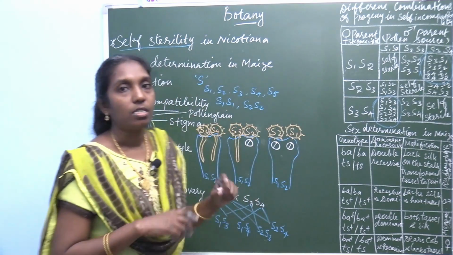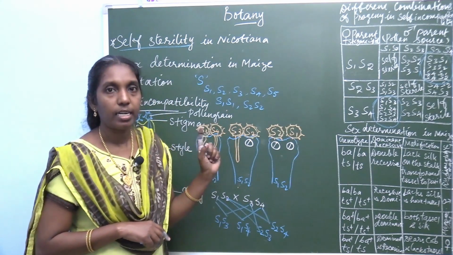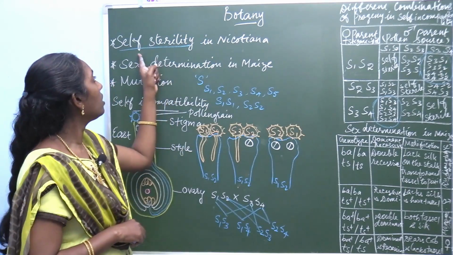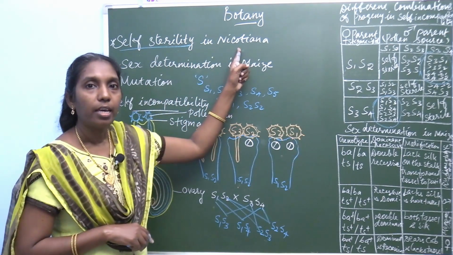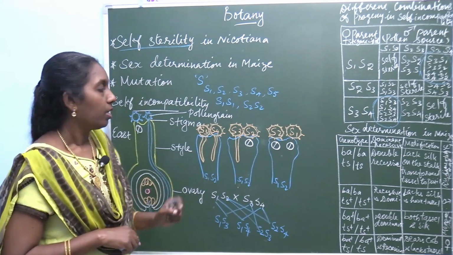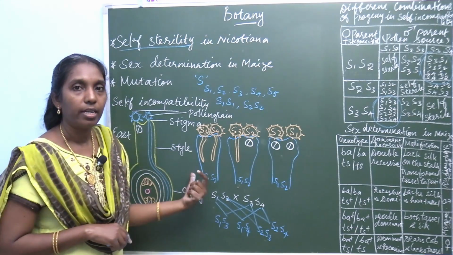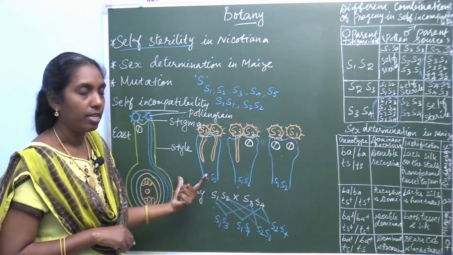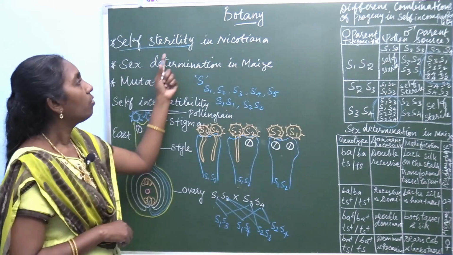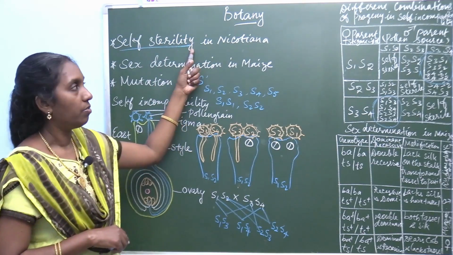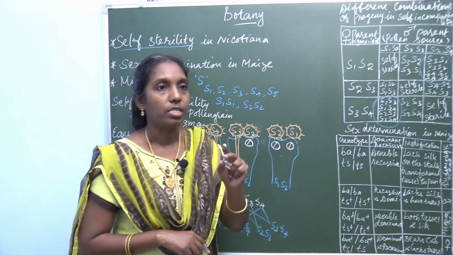Then the second question. So, the first question of today's class, you are going to learn: self-sterility in Nicotiana. Draw this diagram. All these diagrams, draw them very neatly in your class note, and learn this question. Prepare it well.